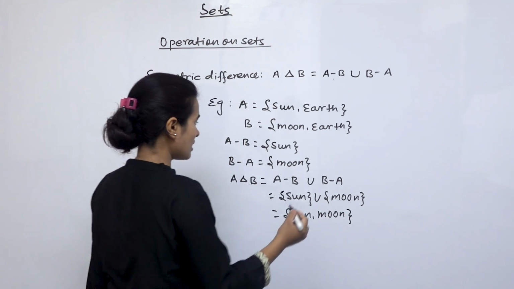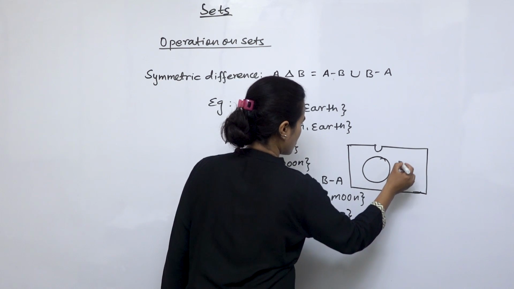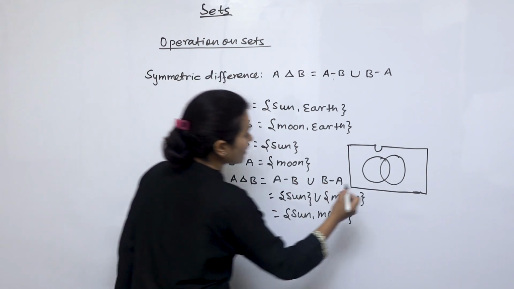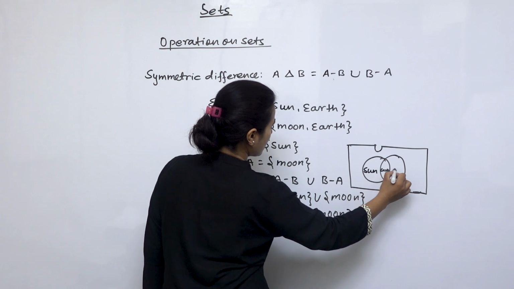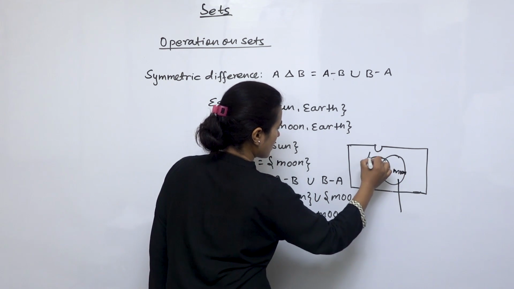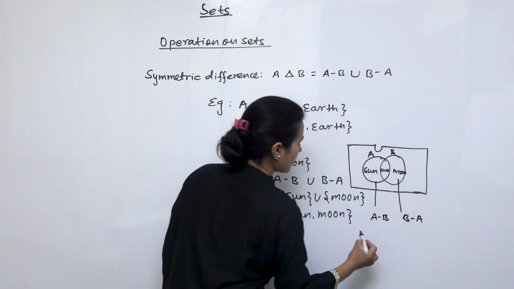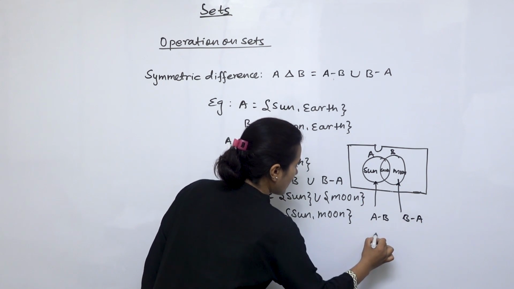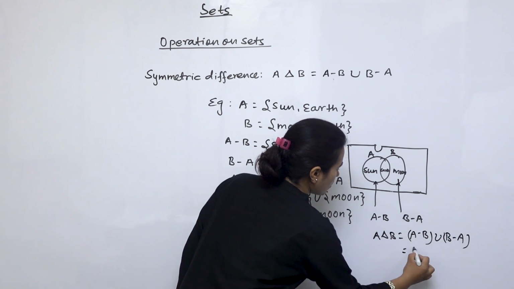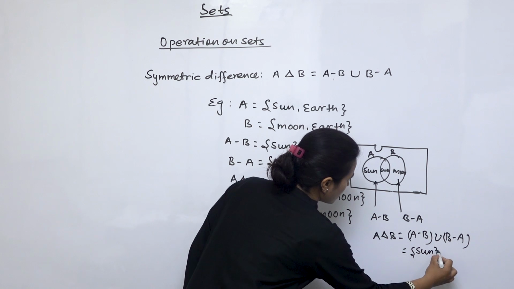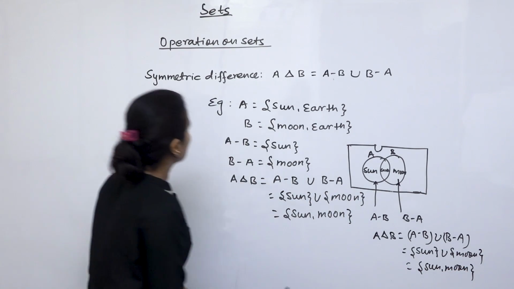We can show this even in a Venn diagram. So here earth is common in both, so we write earth in the middle, and here sun and here is moon. So this is set A, this is set B, this is A difference B and this is B difference A. So A delta B equals A minus B union B minus A. So what we write over here is sun union moon. That means sun and moon. So this is called symmetric difference.